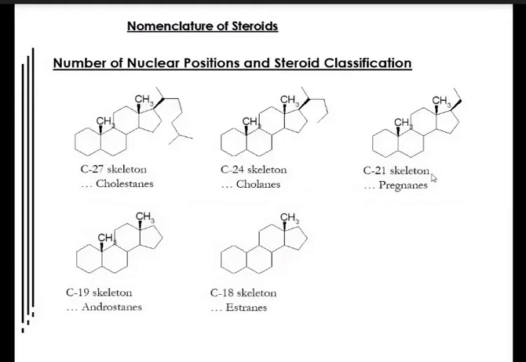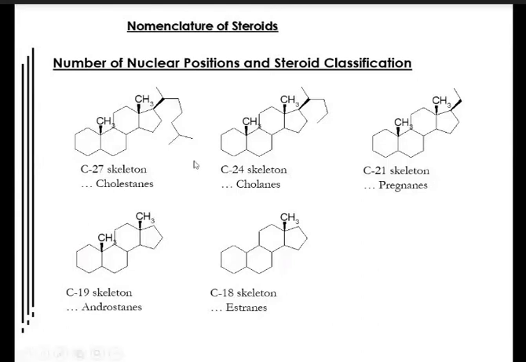Why a different name, you won't find this in the textbook. I am just explaining it because then it becomes easy to understand why this is the nomenclature of steroids. The nucleus is very important to understand pharmacological drugs, biochemical findings, and everything. That's why I am talking a little about the chemistry of structural notation and nomenclature of the steroid nucleus. So the 27 skeleton is called cholestane, the 24 skeleton is called cholane, and the 21 skeleton is called pregnane.